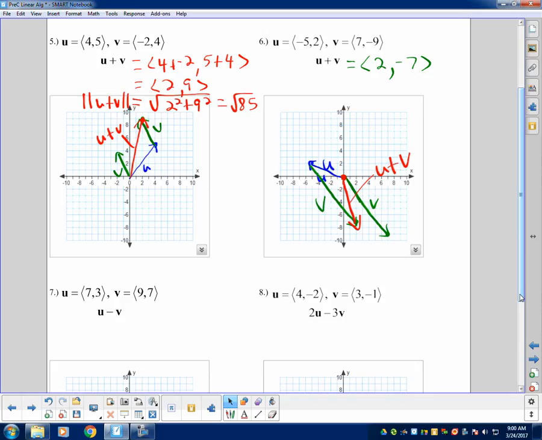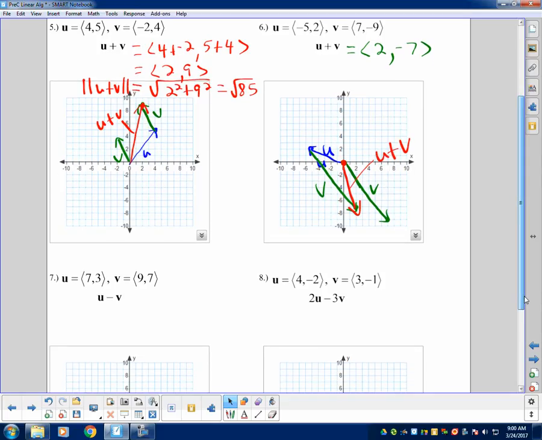All right, we're going to do u minus v and 2u minus 3v together. And I have just a few problems for you to try, maybe 6 of them. It's just adding and subtracting vectors, scalar multiples, and doing a geometric representation of them.